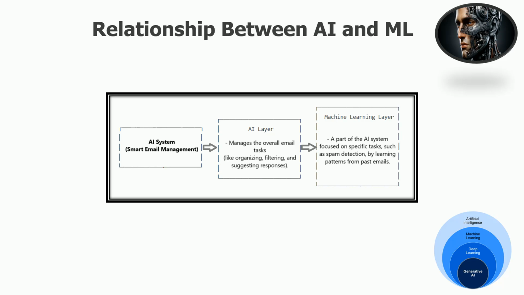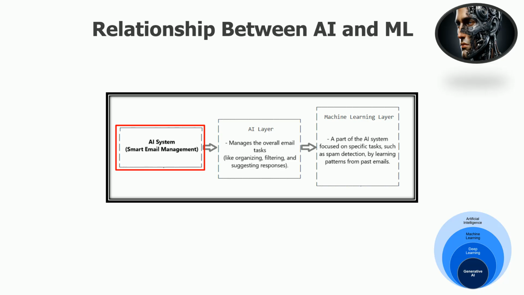Hello everyone. In this lecture, I'm going to show you a few examples with figures which will help you understand the relationship between AI and ML. The first example is an AI system: smart email management.